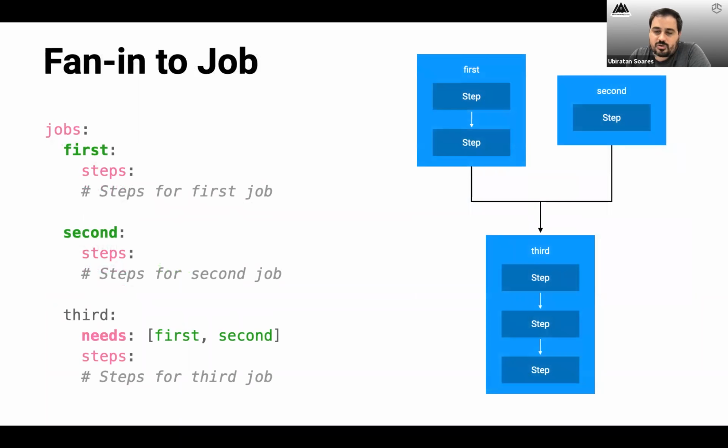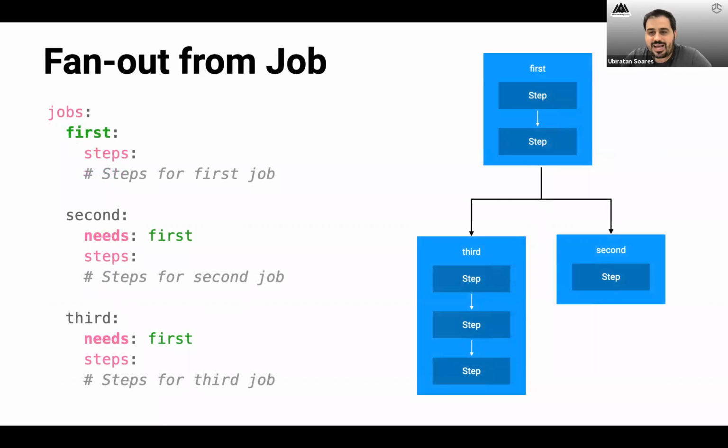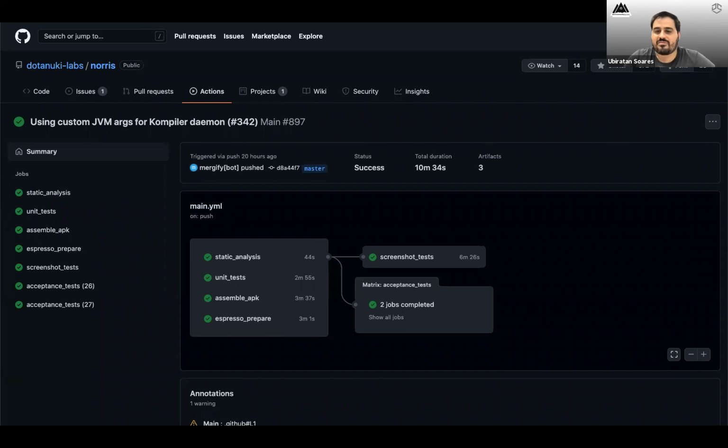If we can do that, we can also define an array, and we have something that we call fan-in, where a given job, in this case third, will wait until the first job and the second job finish before executing, right? If we can fan in to a job, we can also fan out from a job, which means that after the first job finishes, the third job and the second job will start the execution, right? Here I have an example of a project of mine, shameless plug here, where I use topologies, right?